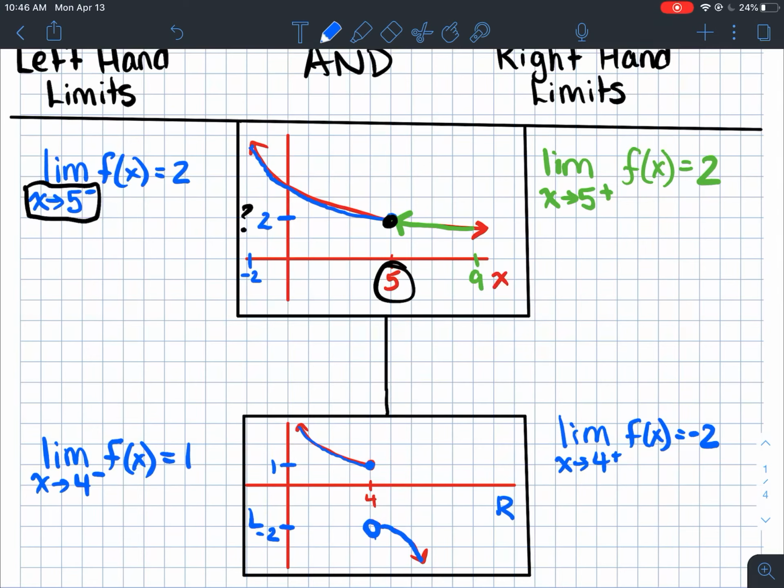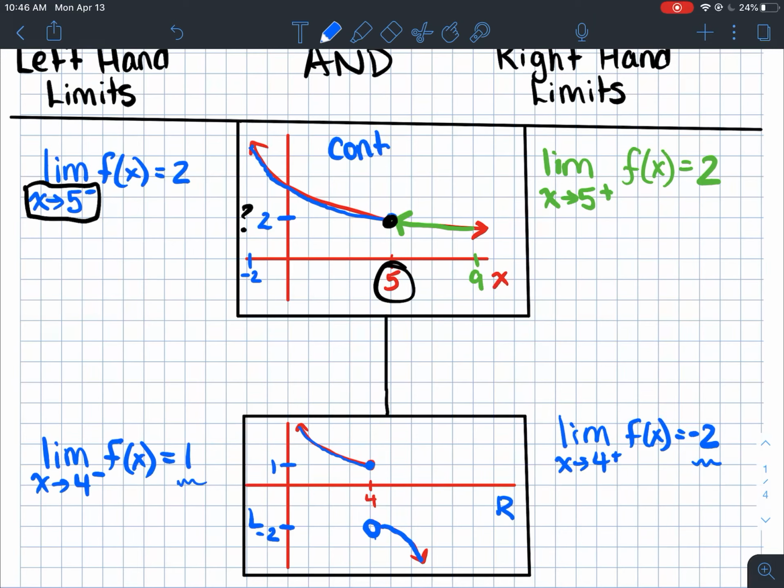So here's an example where the left and the right-hand limits are different. This left-hand limit is 1, and this right-hand limit is -2. So they approach from the left and right, but they approach different values. So these actually are two different kinds of functions.